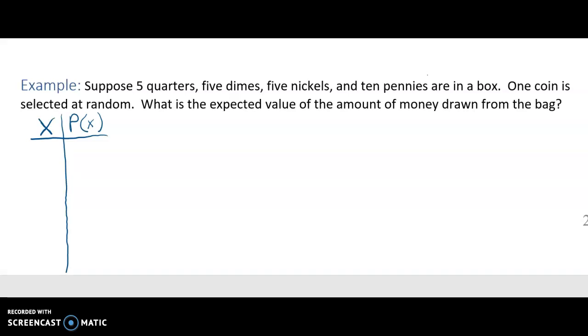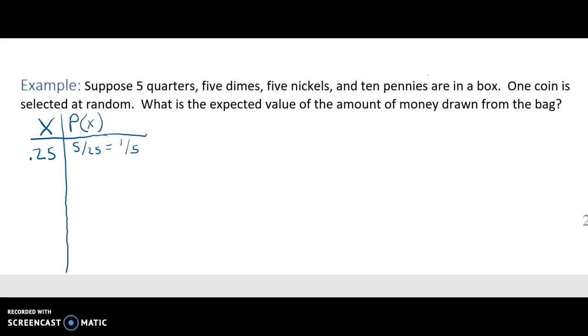Let's make a chart to represent our x values and the probability of those x values. So first I have 5 quarters. A quarter is worth 25 cents. There are 5 quarters out of 5, 10, 15, 25 items in the box. So the probability of drawing a quarter is 5 out of 25, or you could say 1/5.